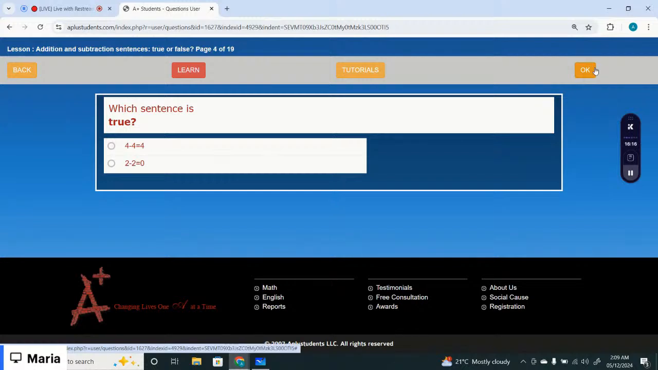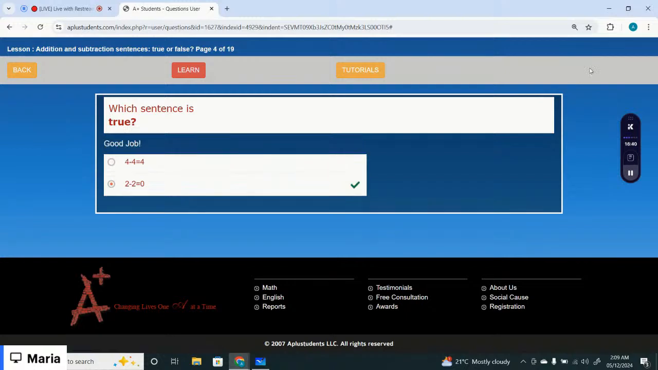Which sentence is true? 4 minus 4 is 4 or 2 minus 2 is 0. So which is the correct option? That is option number 2. 2 minus 2 is 0. Option number 2 is the correct option.